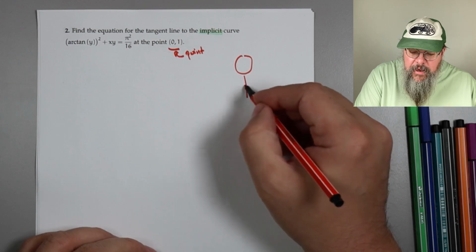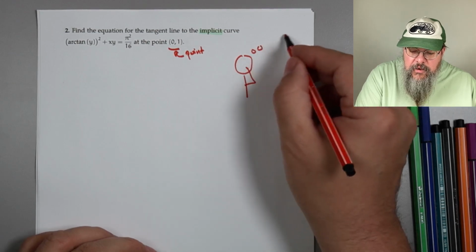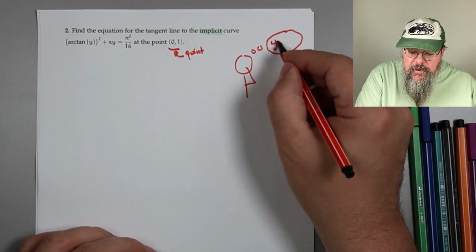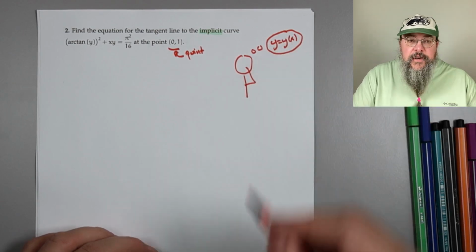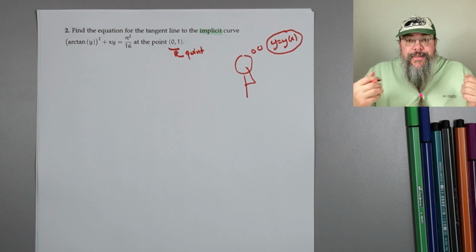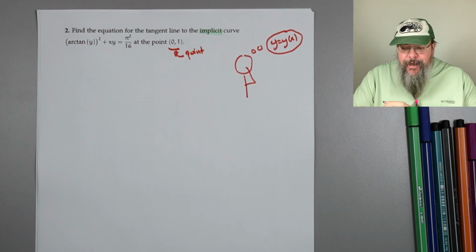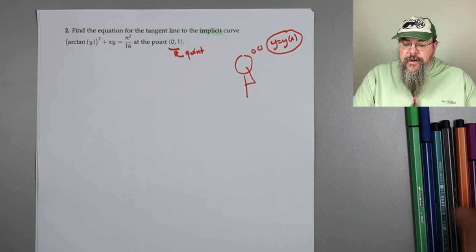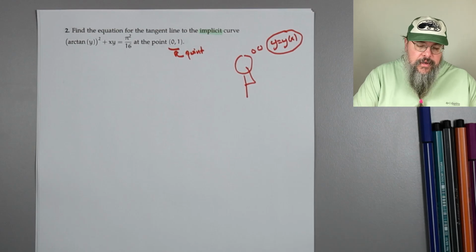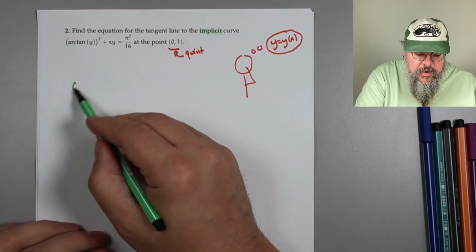It's always the same idea. We look at it and say, oh, you know what? I'm going to think of y as being a function of x, even though I don't know what the function is. I'm going to think of it that way. And now, starting there, I'm going to take a derivative. So, let's do that.